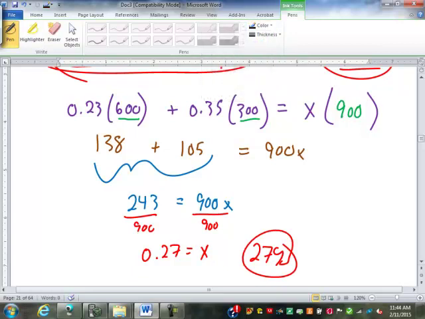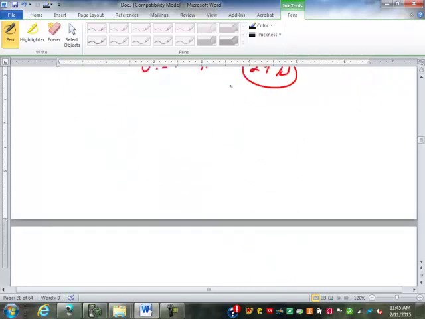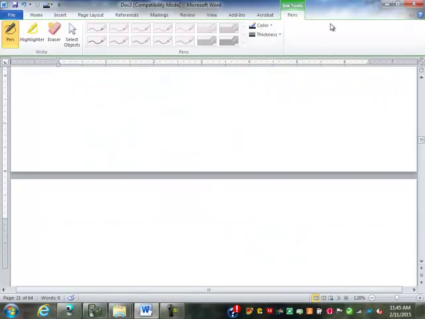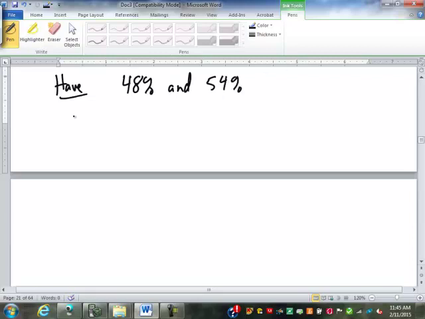However, normally we are not randomly mixing two solutions to see what we get. What we are normally doing is mixing two solutions to get a desired percent. So let's take a look at how that would work. Let's say that we have on hand 48% and 54%. We need a 52% solution.